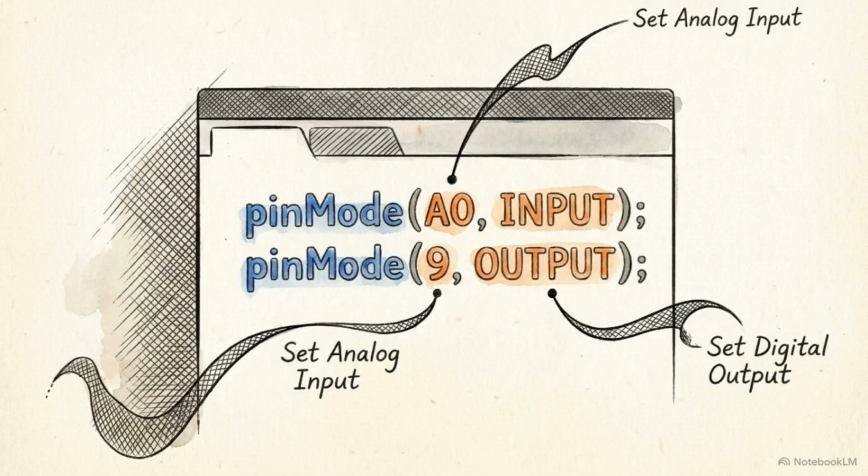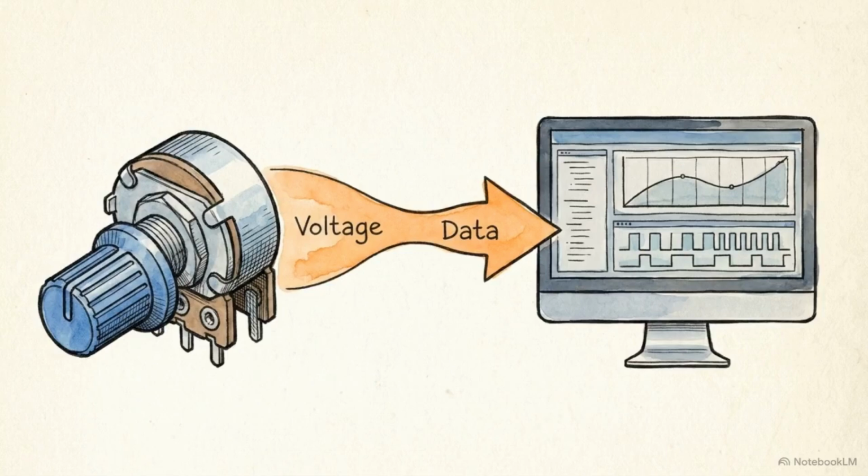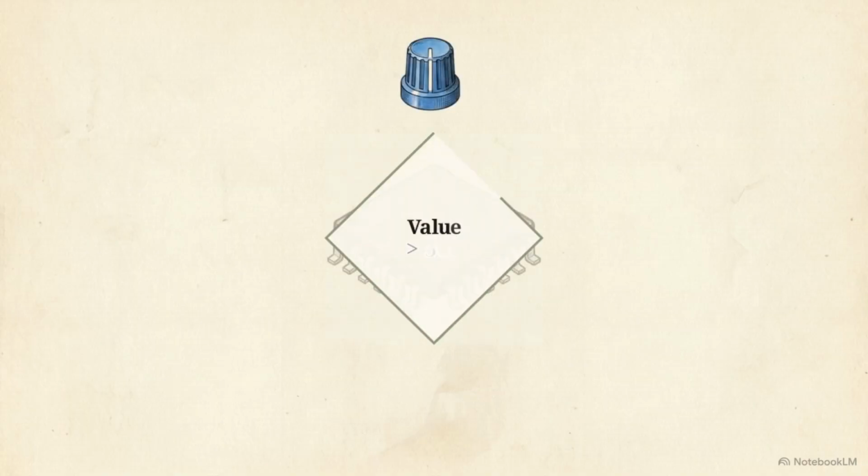Before writing our logic loop, we initialize our specific pins and activate the serial monitor, setting the communication baud rate strictly to 9600. As the dial turns, the microcontroller reads that raw analog data and converts the physical voltage into a numerical value. At 0 voltage, the value is 0. At maximum voltage, it hits 1023. This logic flowchart illustrates our primary trigger.